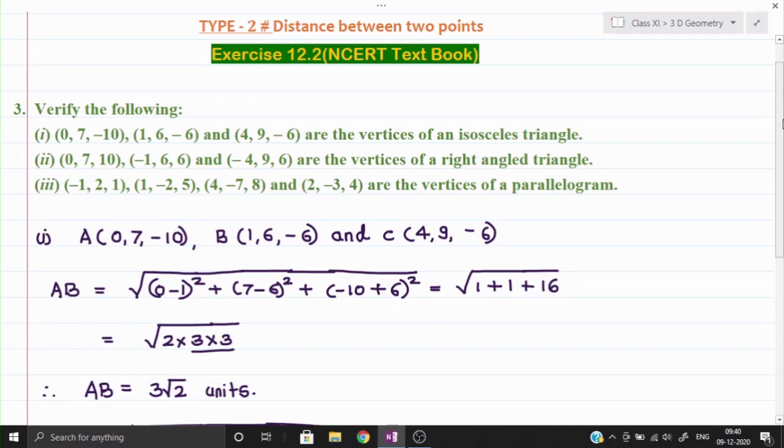So let us write down the vertices once again. We have been given the vertices here, that we will copy from here.